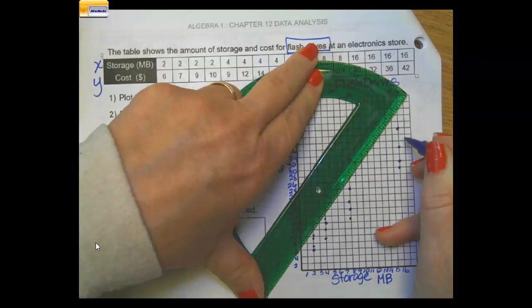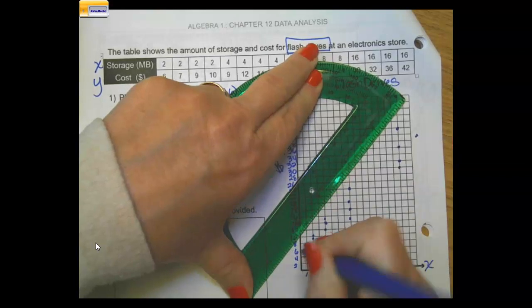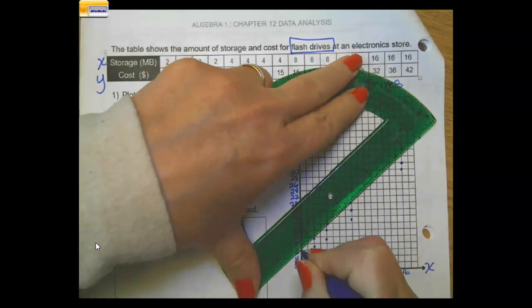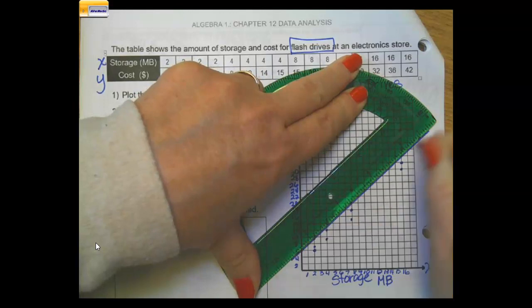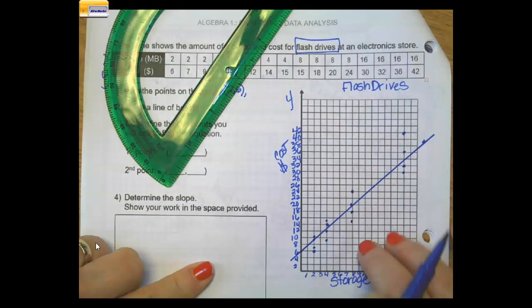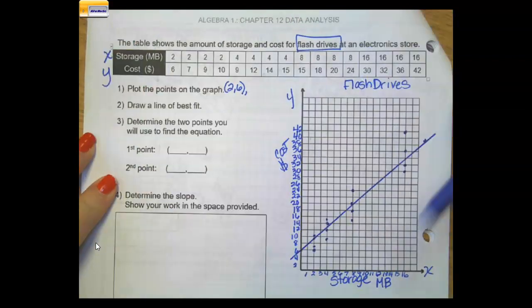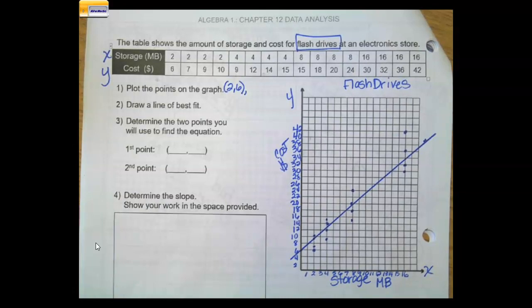Center-ish, center-ish. So I look at the center and just try to do my best. So I have an equal number on top as below. Okay? Now, that's my line of best fit.